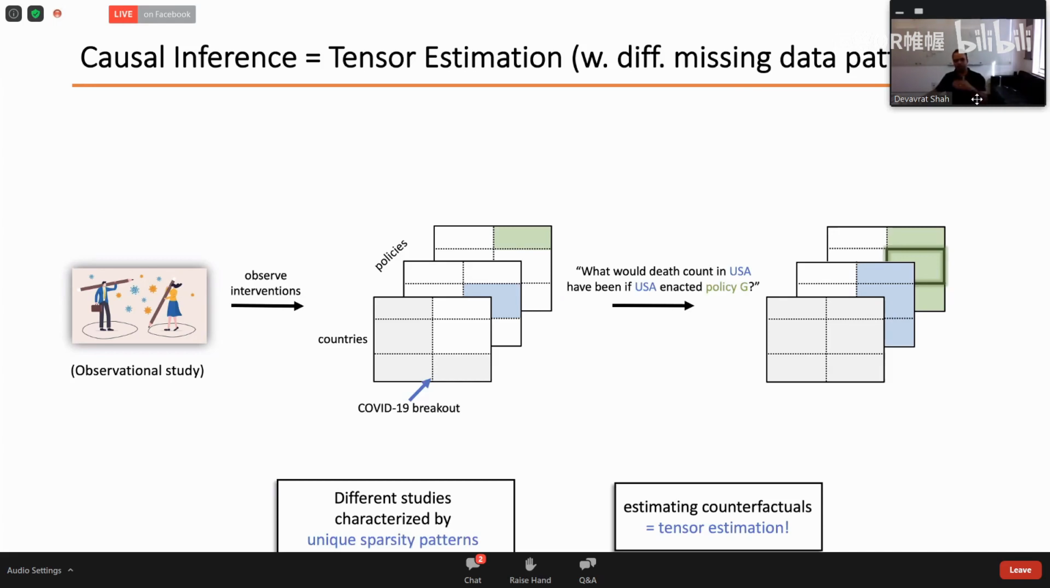And so now I will keep going back and forth between the tensor estimation and the method as we go forward. All right, so what we have done so far is I've told you a prototypical question in terms of policy evaluation in the context of COVID-19 for causal inference with observational study. We set the question through this lens of tensor estimation. Now let's understand how synthetic intervention tries to solve this problem.